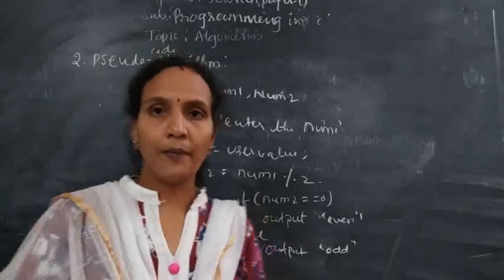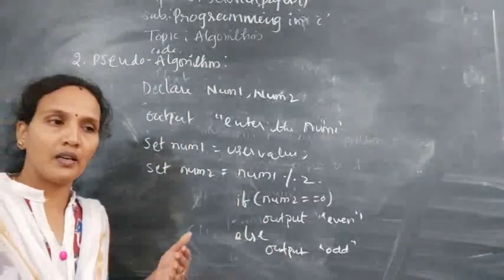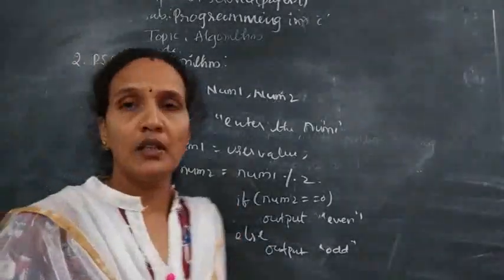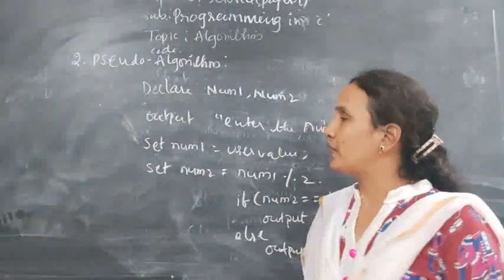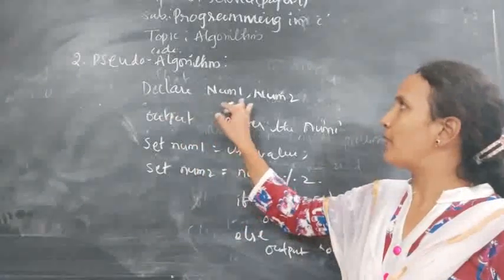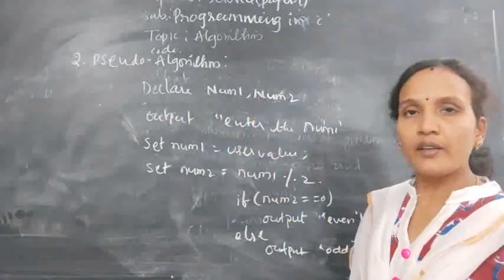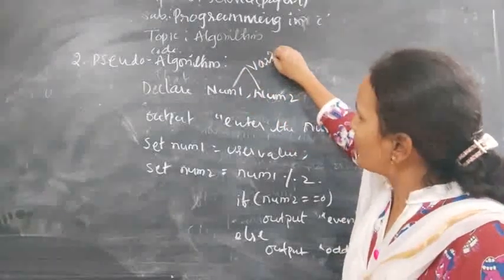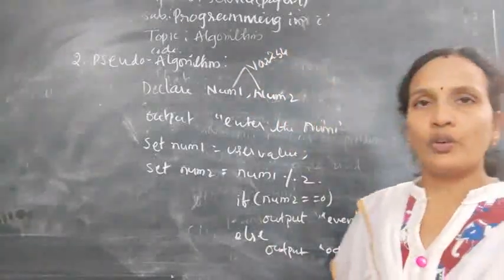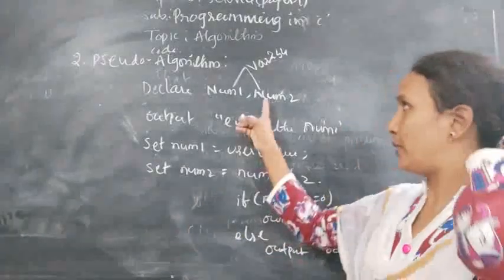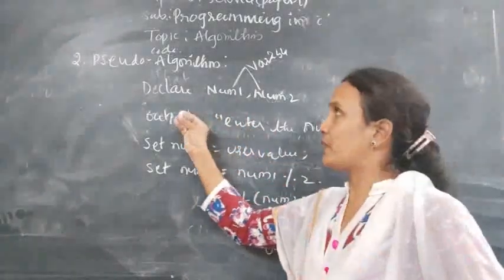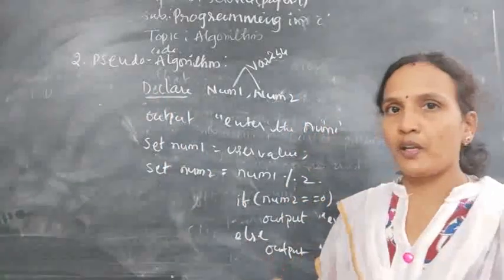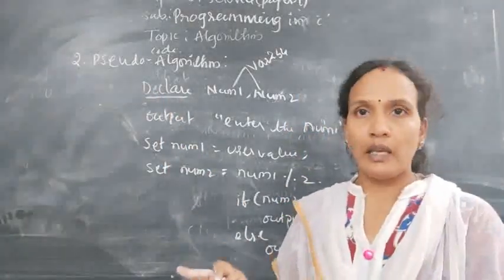Now here, the same example, whatever I have explained using step form, here I have explained with pseudo code. See here, declare number 1, number 2. These number 1 and number 2 are called variables. So whatever variables you want to use in the program, you should declare them. The phrase we are using is declare. It's a particular word which is used in an algorithm only.